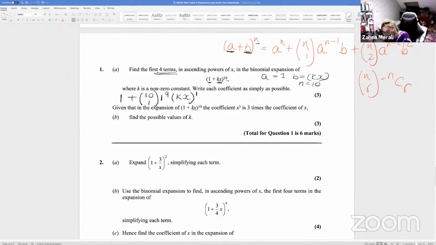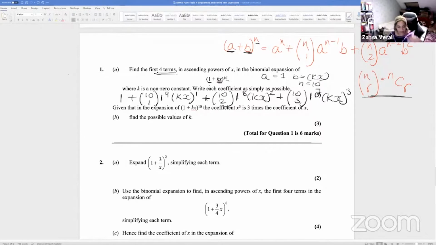So that's your second term. Your third term, 10, 2, 1 to the power of 8, kx squared. And your fourth term, if you follow the pattern, you've got 10, 3, 1 to the power of 7, and it's kx cubed. And now, even in your formula book, it tells you nCr means nCr.